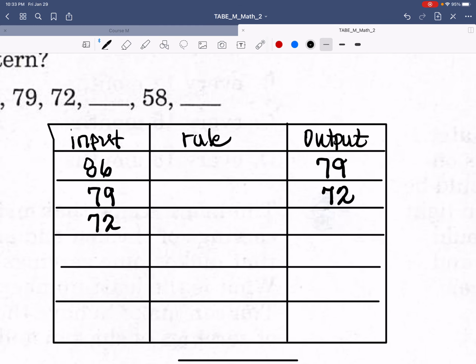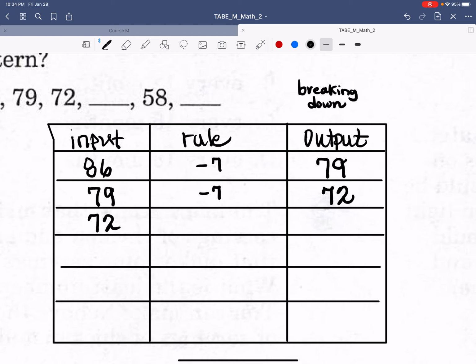So from 86 to 79 is breaking down. It's getting smaller. That's either subtraction or division. And it's a small jump from 86 to 79. It's actually a jump of 7. So that's probably subtraction. If it's a big jump, I would look at division first. But since this is not very much of a jump, I'm going to look at subtraction. So let's see if that works.